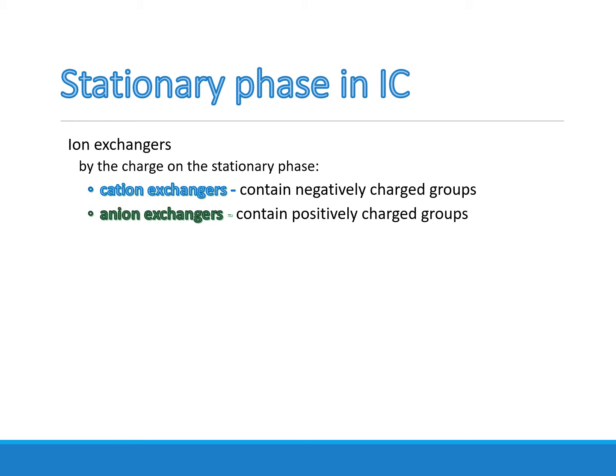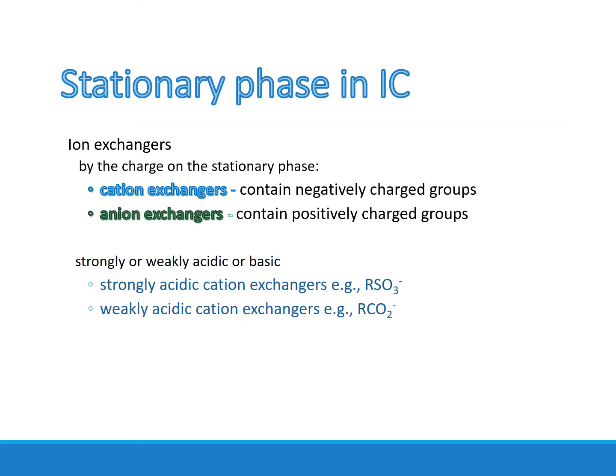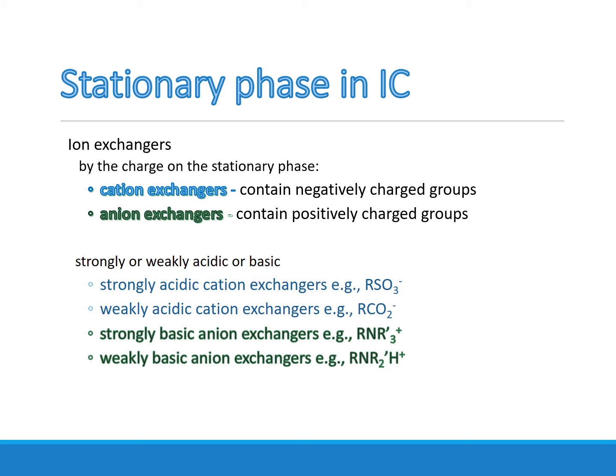Stationary phases in ion chromatography can be either cation exchangers or anion exchangers. Cation exchangers have negatively charged groups. They can be strong or weak depending on their attractive forces. The strong can be sulfonic based, weak can be carboxylic based. For anion exchangers, so if the analyte is an anion, we can use tertiary or secondary amines.